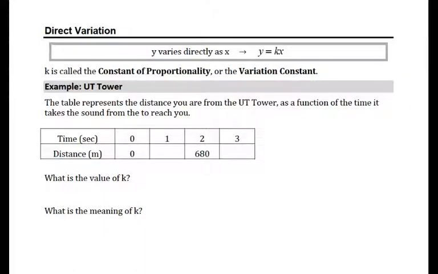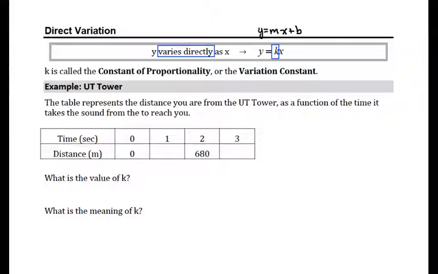Working with direct variation is mostly about understanding what the language means. So anytime we see y varies directly as x, we want to remember that what that means is y is equal to some constant of proportionality or variation constant k times x. We can understand direct variation by comparing this to y equals mx plus b, which is a more general form.